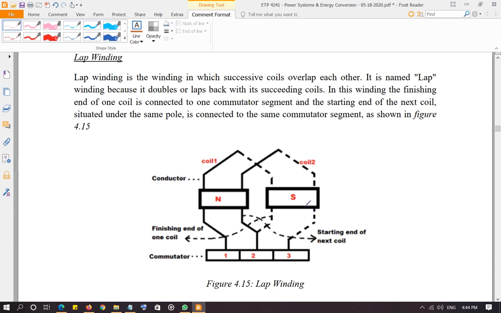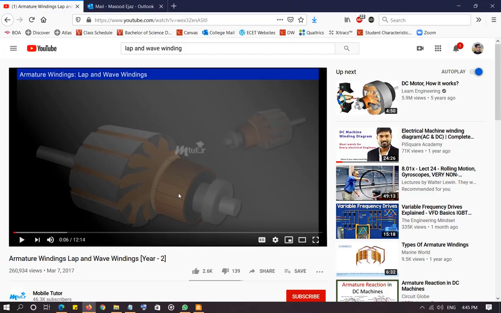It is not very easy to understand from the figure, believe me. It's a little harder. It is quite easy to understand if you look at some of the videos on YouTube, like this mobile tutor videos, armature windings, lap and wave winding. Check that video out. It explains it really good, and I think you will find it very beneficial. So I'm just gonna go over it real quick.